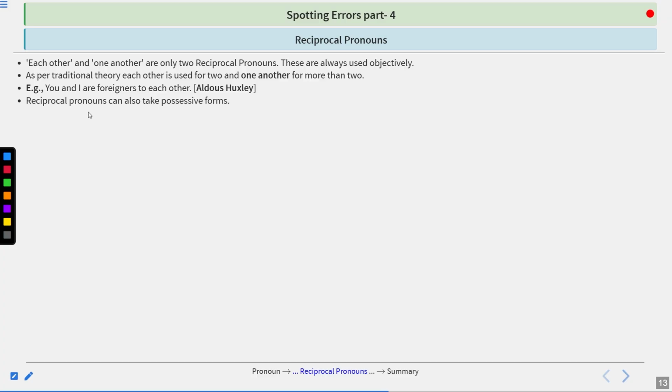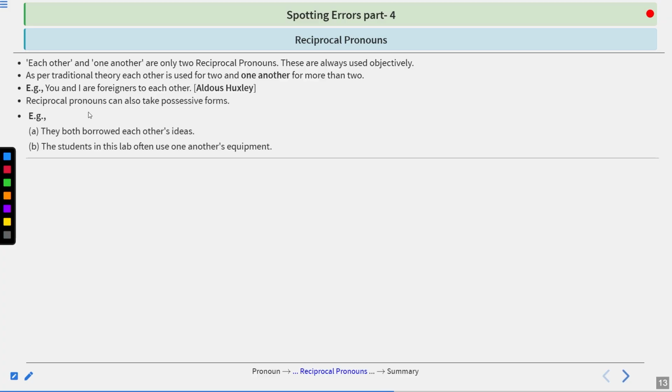Reciprocal pronouns can also take possessive forms. Example, they both borrowed each other's ideas. The students in this lab often use one another's equipment.